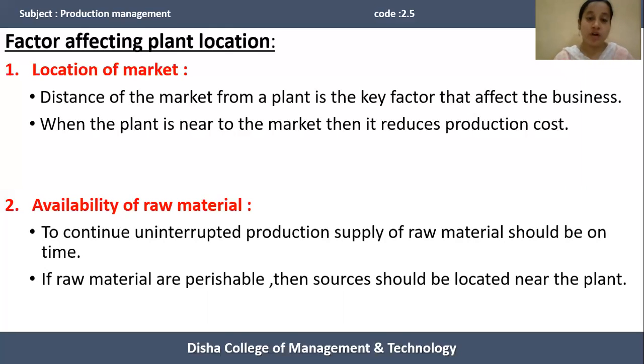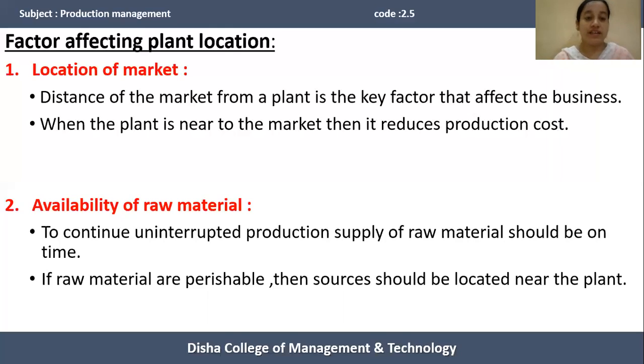That is possible if the plant is located near to the market. So the industrialist should locate the plant nearer to the market, and that helps the firm to reduce its transportation cost. That improves the profit of the organization, and helps to reduce the cost of production also. And the firm is able to capture more customers, by providing the product at the right time.